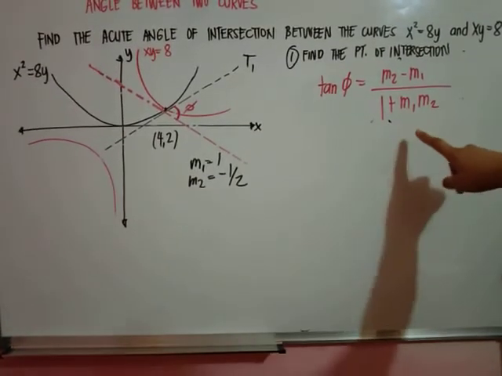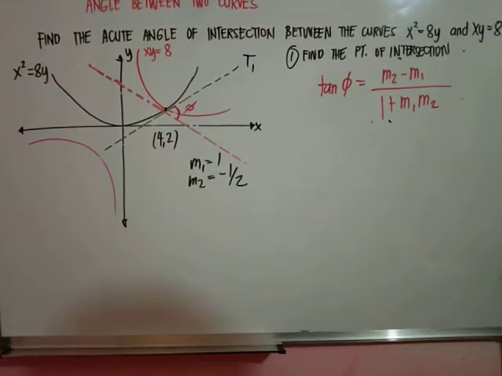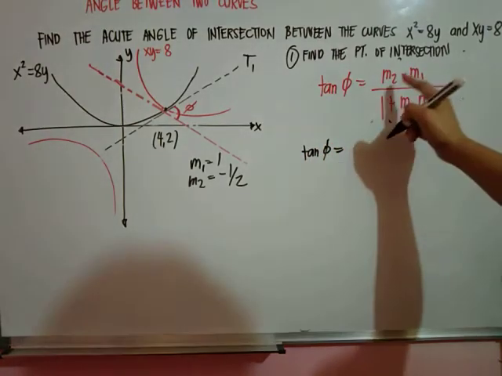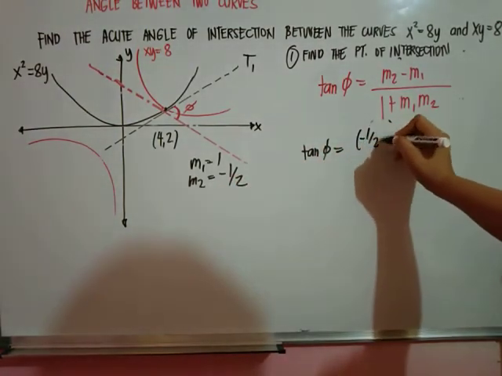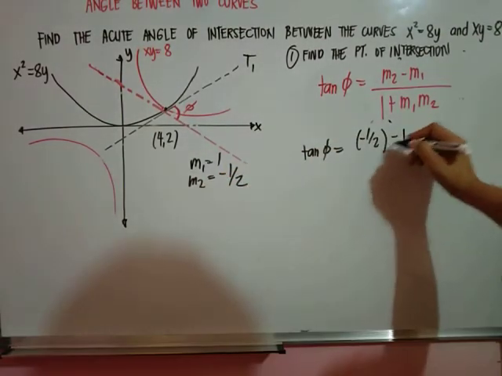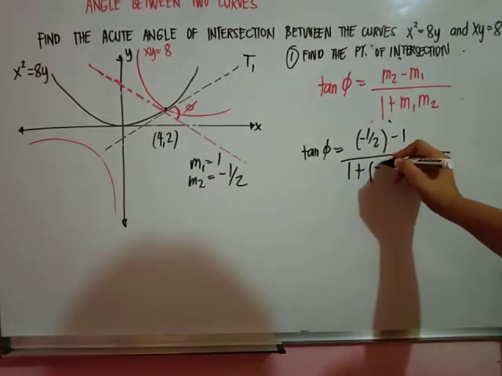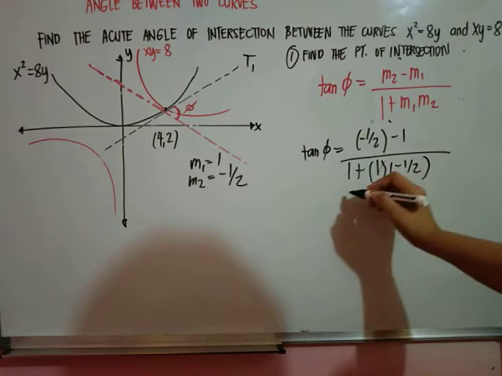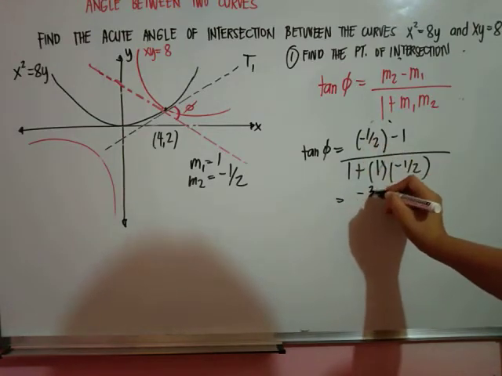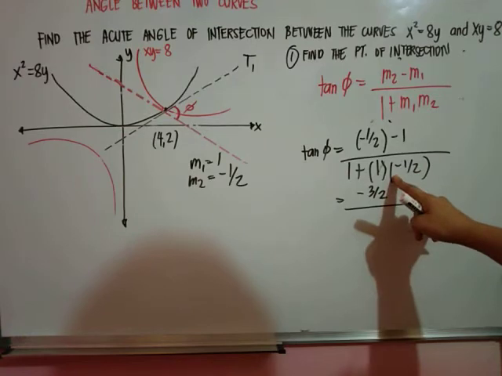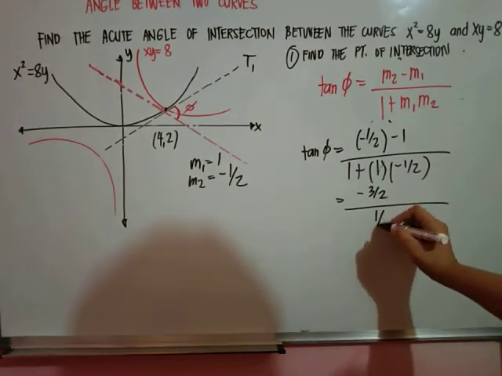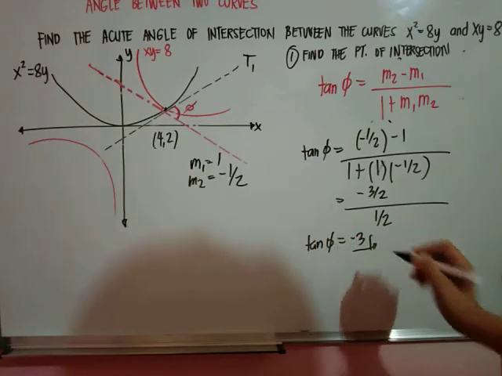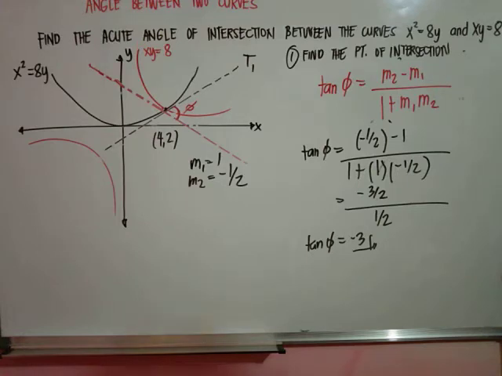So, pagdating dito, substitute na lang tayo. So, we have tangent phi is equal to m sub 2, negative 1 half, minus m sub 1, 1, all over 1 plus positive 1 times negative 1 half. So, we have negative 3 halves over 1 minus 1 half. Therefore, we have 1 half. Or, tangent phi is equal to negative 3. So, hindi pa yan yung angle na hinahanap natin.